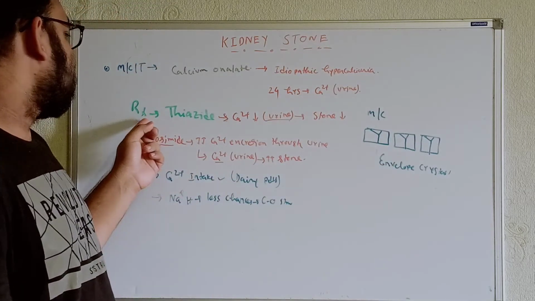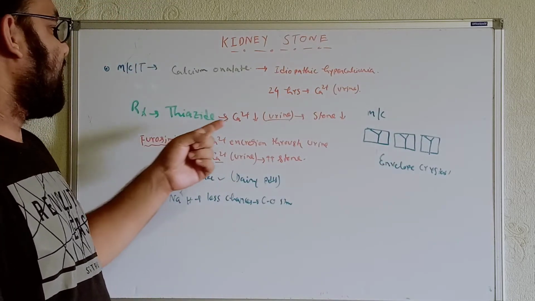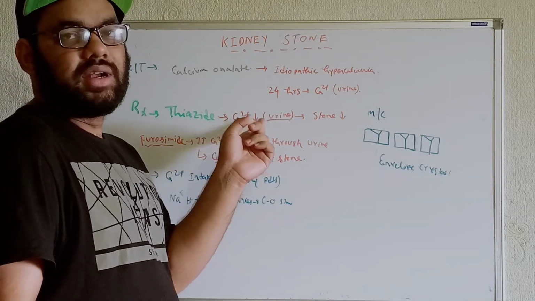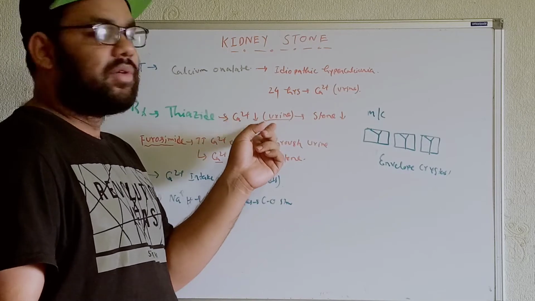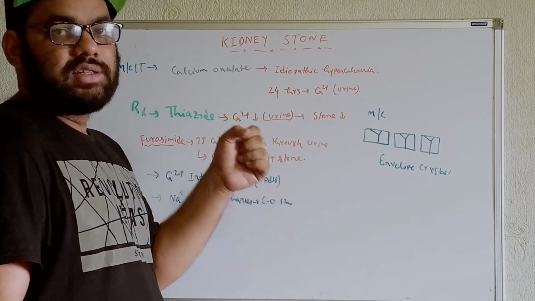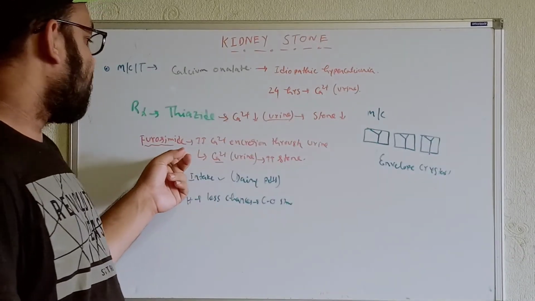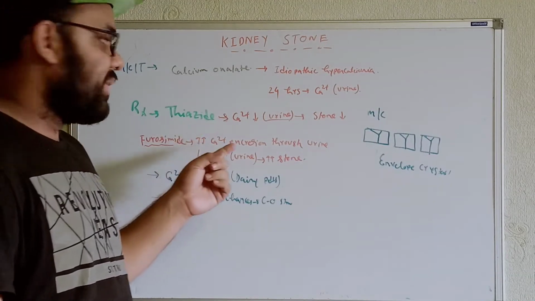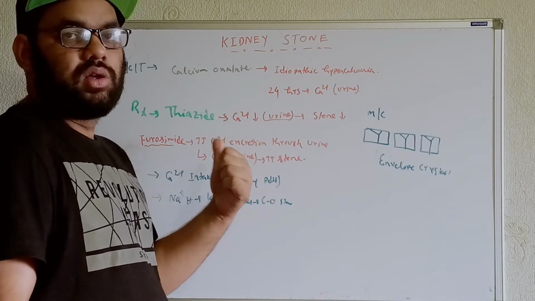In terms of treatment, we can use thiazides, because thiazides reduce the load of calcium in the renal tubules. As a result, the chances of stone formation will be less. But if we use furosemide, see the problem here: furosemide will increase calcium excretion through the urinary system, through the tubules.